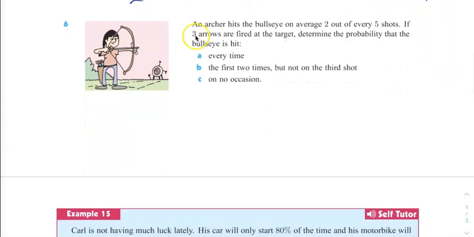Next example. An archer hits the bullseye on average 2 out of 5 shots. So bullseye is 2 out of 5. If 3 arrows are fired at the target, determine the probability that the bullseye is hit every time. So every time we're going to have a bullseye. The odds of getting a bullseye the first time, 2 out of 5. The second time, 2 out of 5. The third time, 2 out of 5. So let's multiply these all together, and we're going to get 8 over 125.